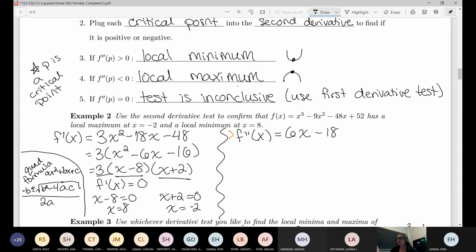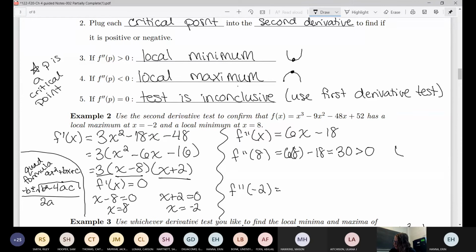So now that we've found the second derivative, our second derivative test says to plug in those critical points. The critical points were 8 and -2. So we'll plug in those two values into the second derivative. So 6 times 8 minus 18. So 48 minus 18 will give you 30. 30 is a positive number.